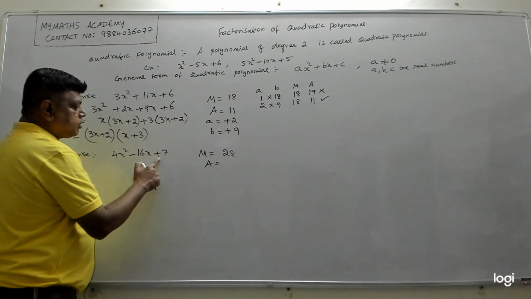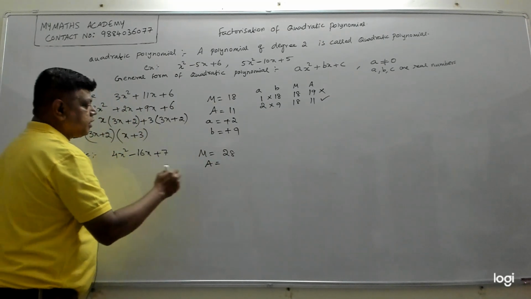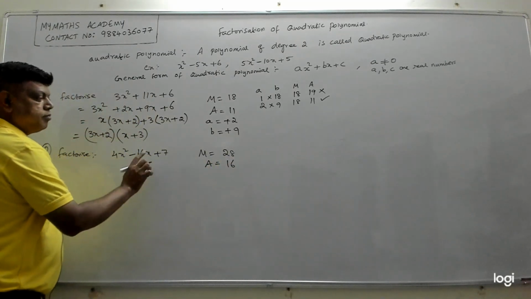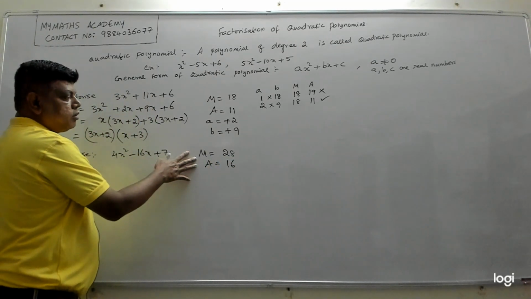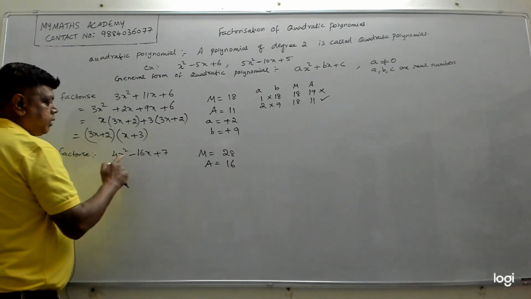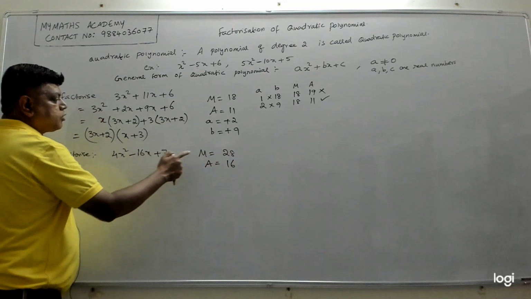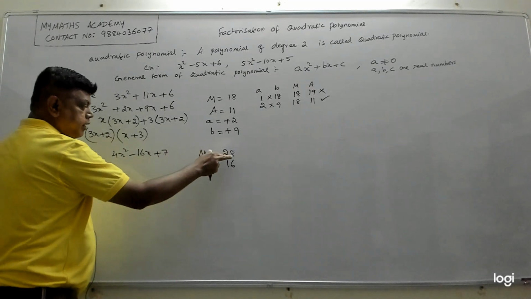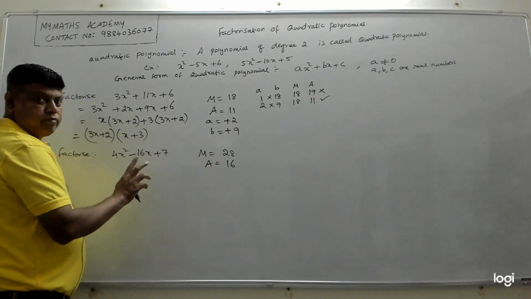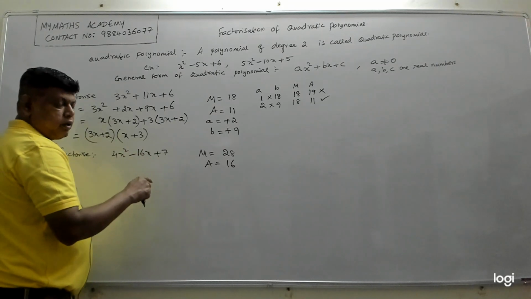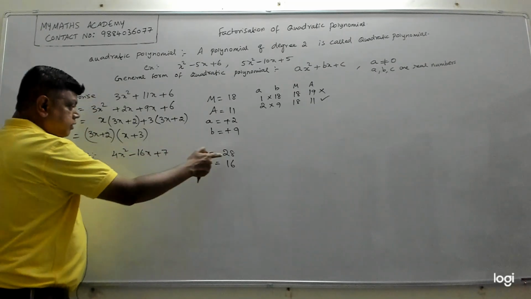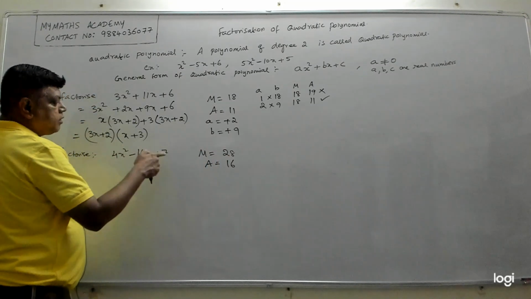When I add, I should get this number. What is this? 16. Don't worry about the sign. You need not worry about the sign here. So when I multiply two numbers, I should get 28. How did I get 28? 4 into 7 is 28. The numbers are not 4 and 7; the numbers could be anything. So to get this 28, you have to multiply the quotient of x square with the constant 7.